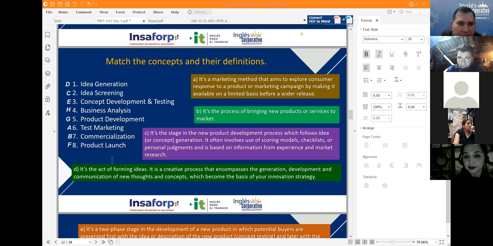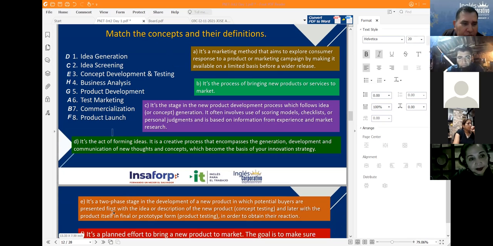E, concept development and testing. Two things, notice that there are two things. So it's letter E. It's a two-phase stage in the development of a new product in which potential buyers are presented first with the idea or description of the new product, that is the concept testing, and later with the product itself in final or prototype form, that is the product testing, in order to obtain their reaction, that is the concept development and testing.